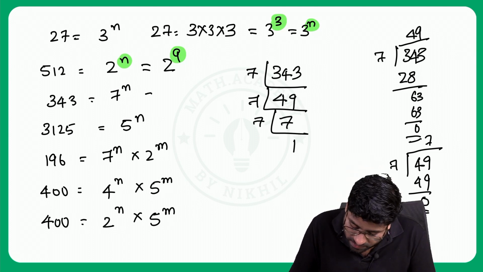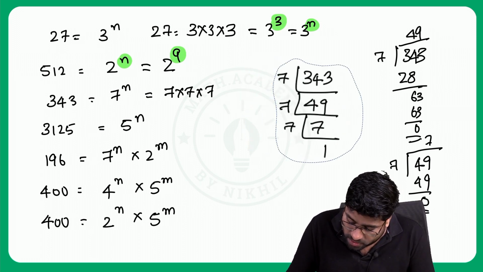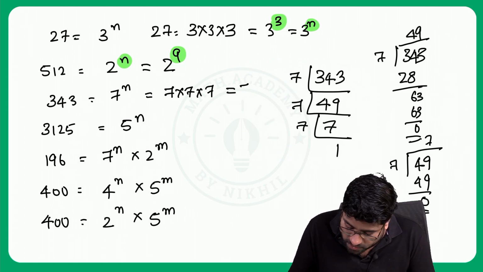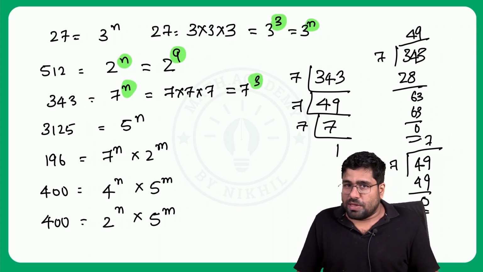That means that I will write this 343 as 7 into 7 into 7, which is standing for 7 to the power of 3. That means your n will be equal to 3.